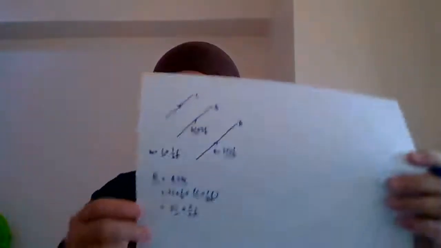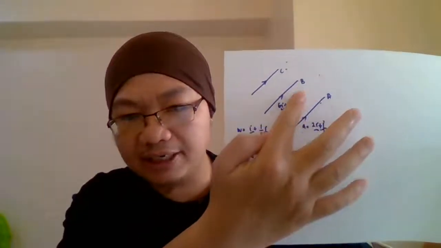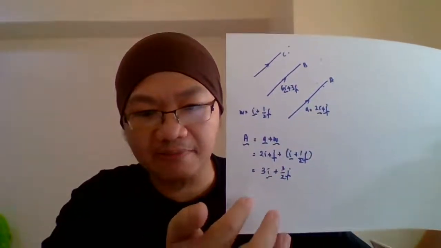Okay, this is how you find the resultant of vector A. So now you need to find the resultant of vector B. Okay, the total vector B should be B plus W also. So B equals 6i plus 3j plus W, which is i plus half j, then we get 7i plus 3 plus half, which equals 7/2 j.